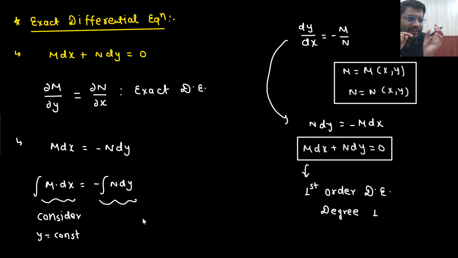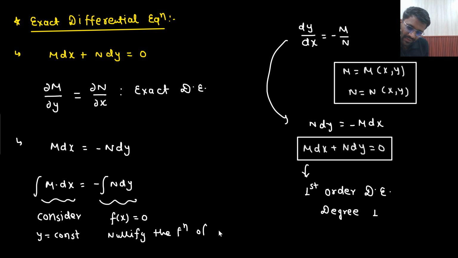And when you are solving this other part, you will keep the function of x equal to 0. Function of x should be put as 0. X should not be put as 0. Function of x should be put as 0, or you can say nullify the functions of x, or you can say make n free from x.